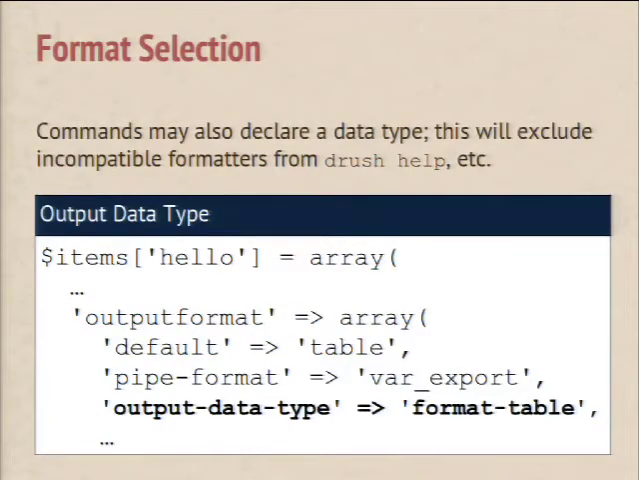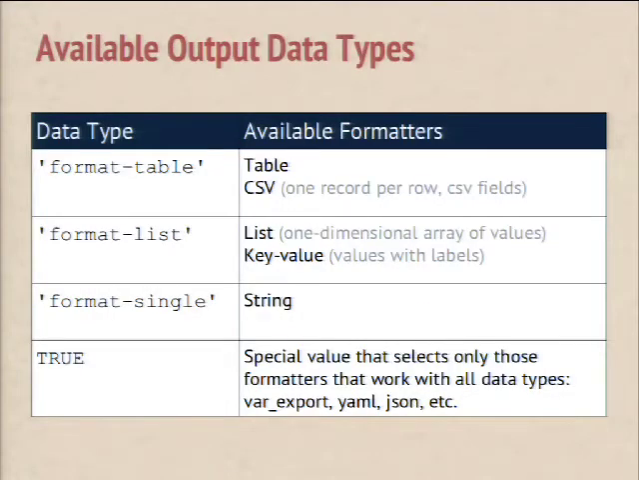The next thing that you need to specify is the output data type. And here we've picked format table. There are a number of available output data types. A format table is what we just saw with the hello world command. It's an array of arrays with rows and columns. Format list is a simple one-dimensional array that might be an associative array with keys, or it just might be a keyless array. And a format single means simply a single string.